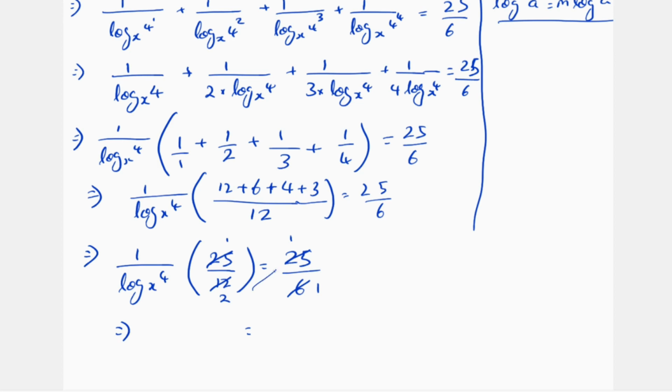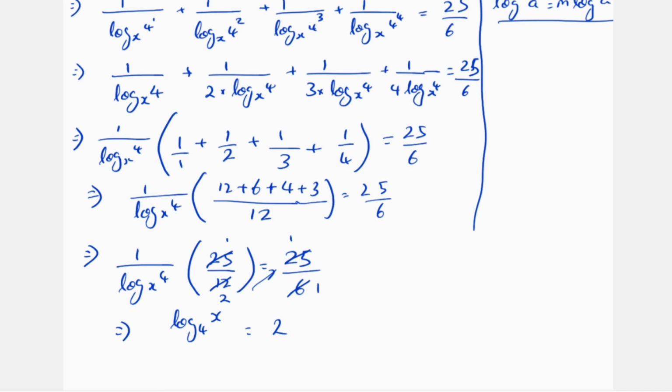2 into 1. When I cross multiply this, it will become 2 into 1 is 2. And this 1 divided by log 4 to the base x, I will once again bring it back to the numerator. It will interchange position. I will have log x to the base 4. Now I have log of x to the base 4 is equal to 2.